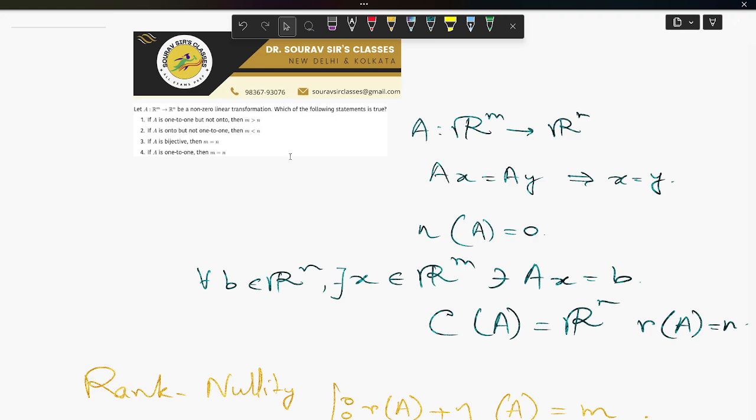Let us think our A is 1 to 1. That means the nullity of A is 0. Then what will the rank of A be? That should be M. So now, if our A is not 1 to 1, then the rank of A is less than N.